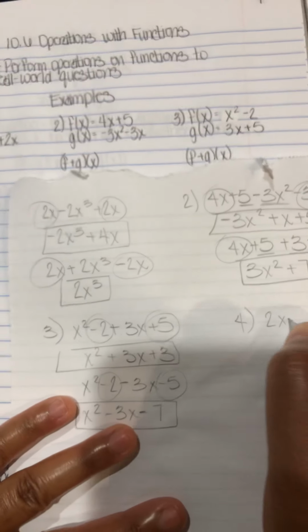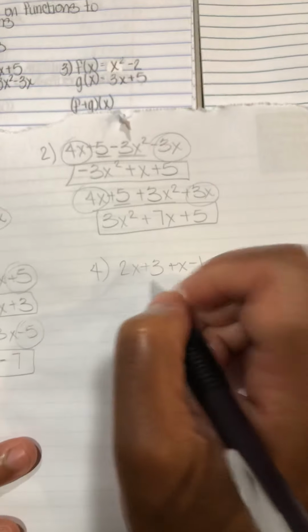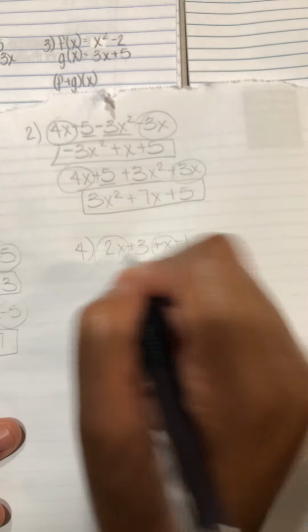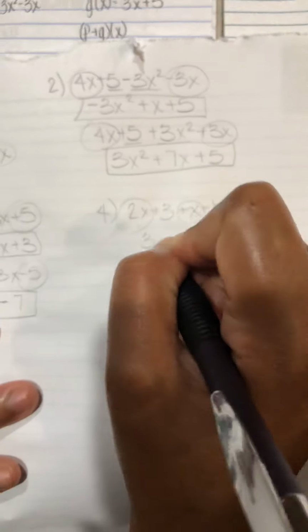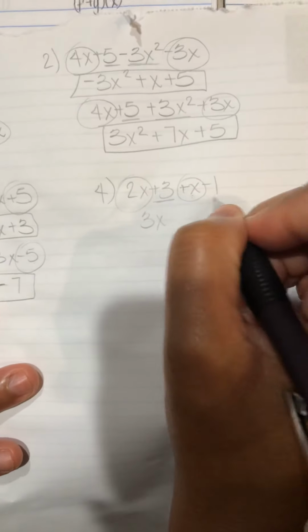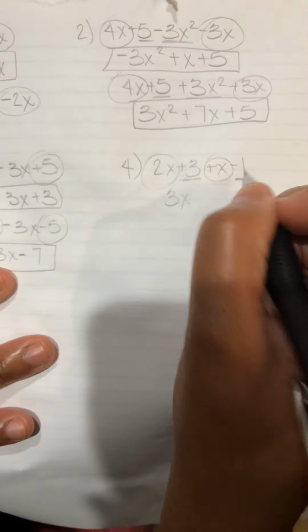For number 4, you have 2x plus 3 plus x minus 1. My like terms, I have 2x and x, so 2x plus 1x gives me 3x. I have a 3 and a negative 1, so 3 minus 1, that gives me 2.